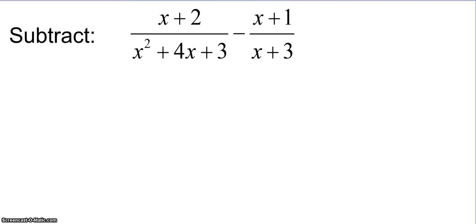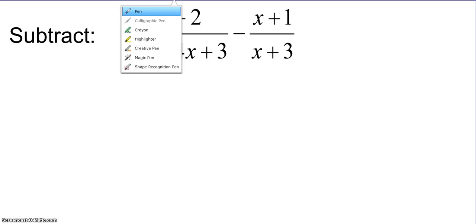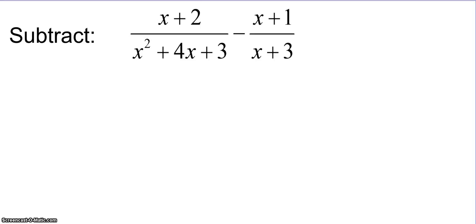Alright, our last problem. Yay! Okay, so we have x plus 2 over x squared plus 4x plus 3 minus x plus 1 over x plus 3. So the first thing we need to do is factor x squared plus 4x plus 3. At this point in your life, you should be able to factor that fairly easily. So x squared plus 4x plus 3 factors into x plus 1 times x plus 3. Because 1 times 3 is 3. 1 plus 3 is 4.